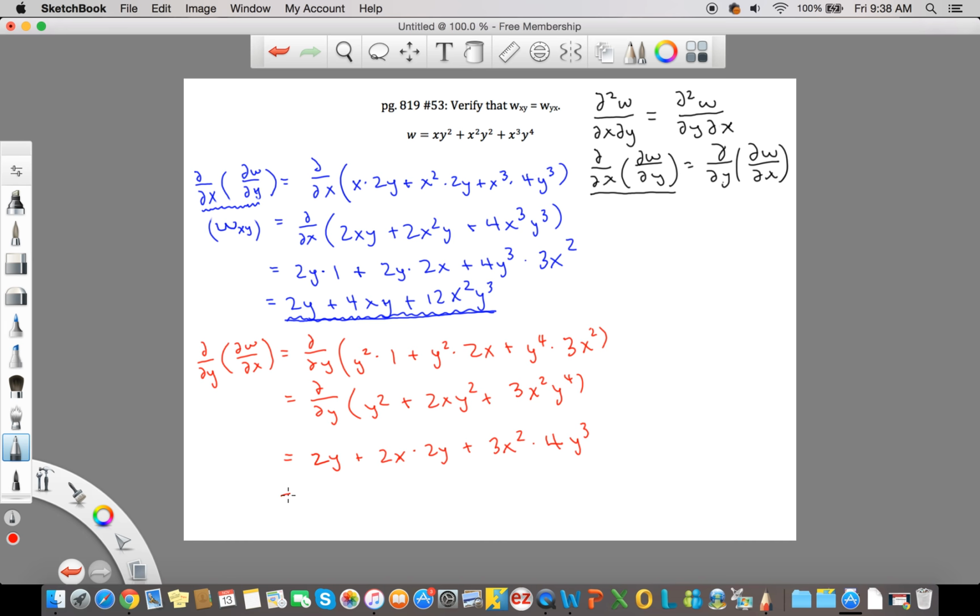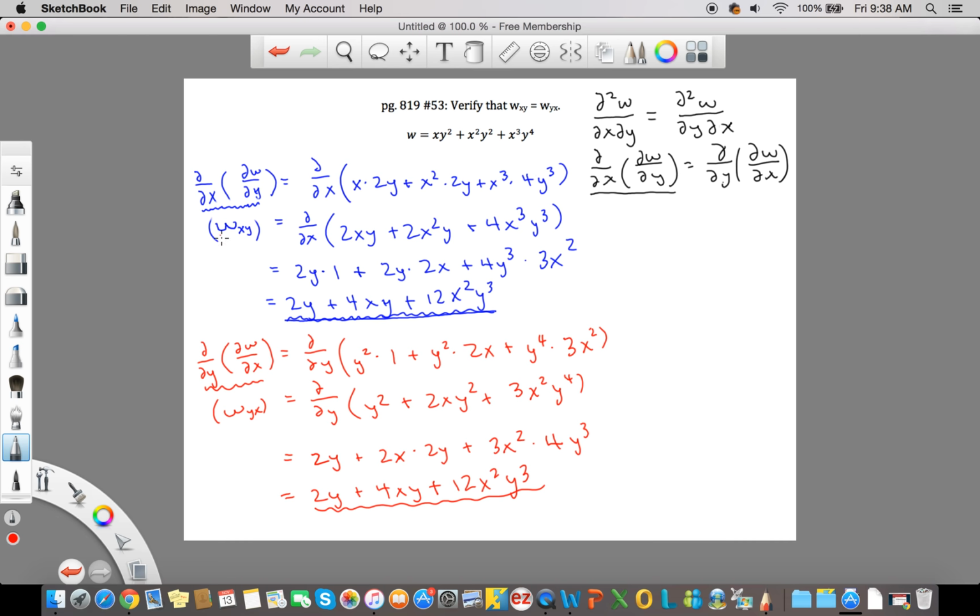Okay, simplifying this a little bit, we're going to have this 2y. Our second term is going to be 4xy. And then our final term is going to be 12x squared y cubed. And that's going to be w of yx. So now, we can see we have the 2y and 2y. We have the 4xy and the 4xy. We have the 12x squared y cubed and the 12x squared y cubed.